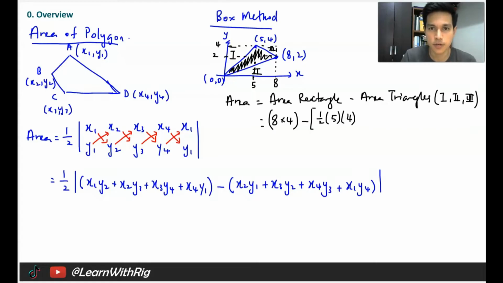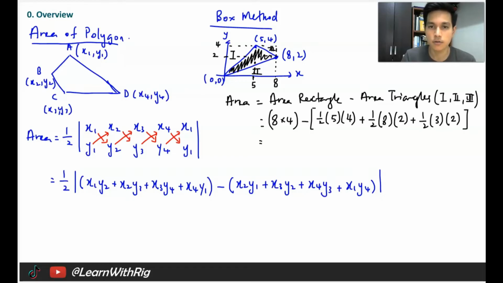Okay, so this first triangle here is the first triangle. Next, you're going to add the second triangle, which is 1 over 2 times the base. Now the base becomes 8 and the height becomes 2, plus 1 over 2 times the third one. The base should be 8 minus 5 is 3 and the height should be 4 minus 2. Okay, so they are basically 3 separate triangles.